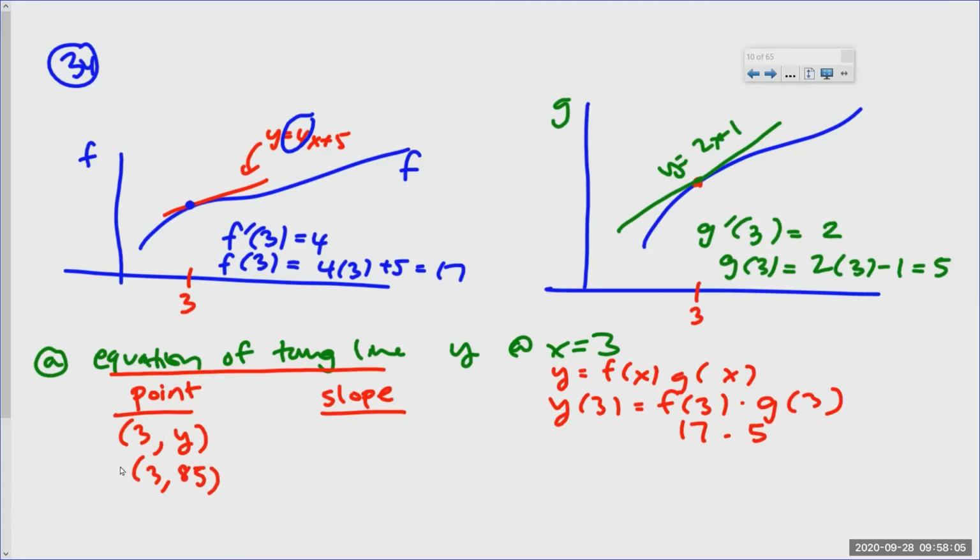Do you see, I just need to get numbers here. I need an x, I need a y. They gave me the y as f times g. I know the x is 3. So what's the y?